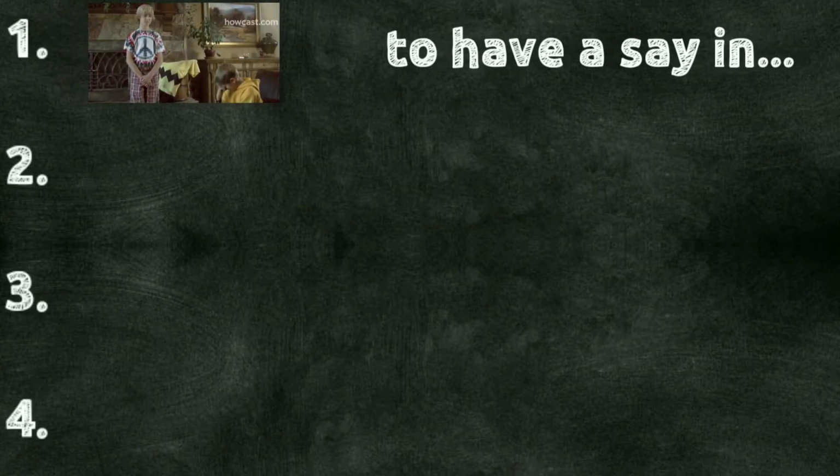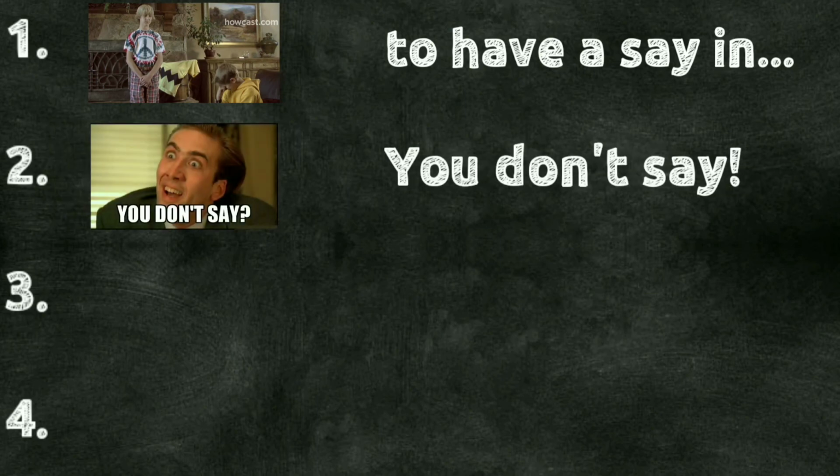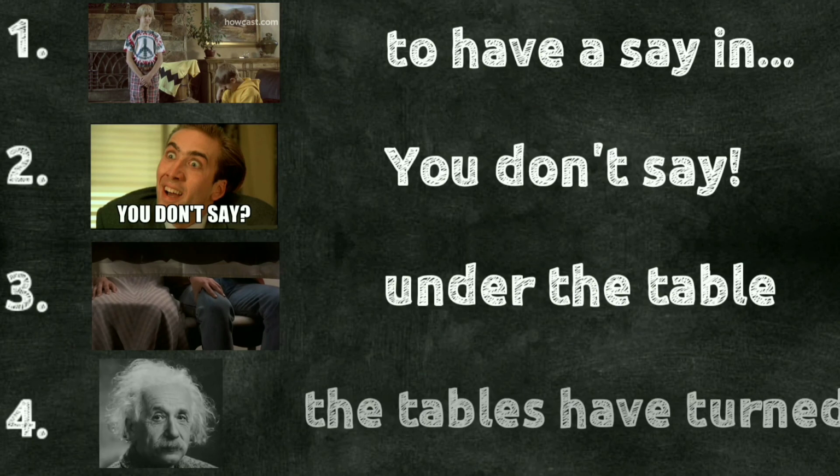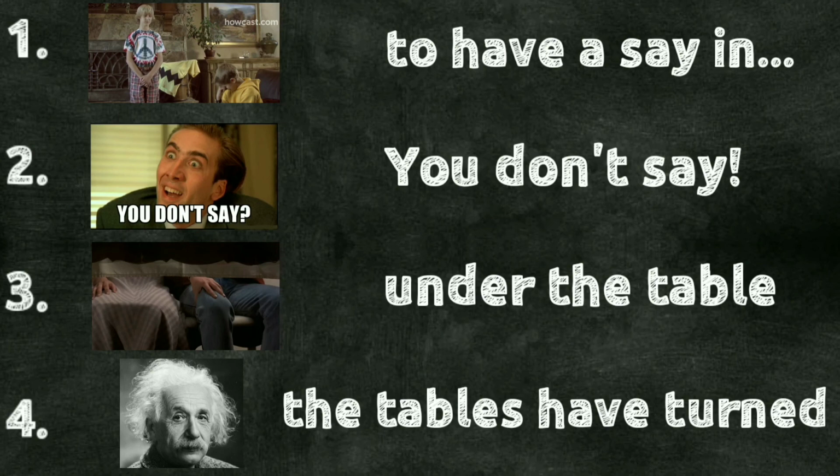And so today we've learned 4 new uses for 2 old words. To have a say in something means to have a voice that counts. You don't say is what you say sometimes instead of really. Under the table means in secret or illegally. And the tables have turned means that the situation has changed for the opposite.